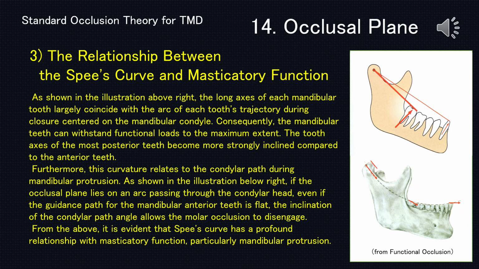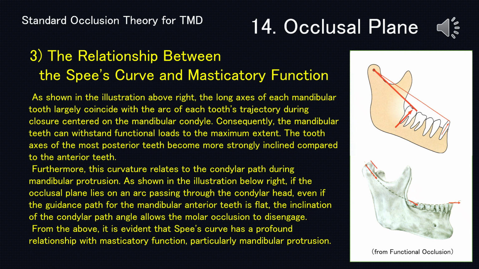3. The relationship between the Spee's curve and masticatory function. As shown in the illustration above right, the long axes of each mandibular tooth largely coincide with the arc of each tooth's trajectory during closure, centered on the mandibular condyle. Consequently, the mandibular teeth can withstand functional loads to the maximum extent. The tooth axes of the most posterior teeth become more strongly inclined compared to the anterior teeth.